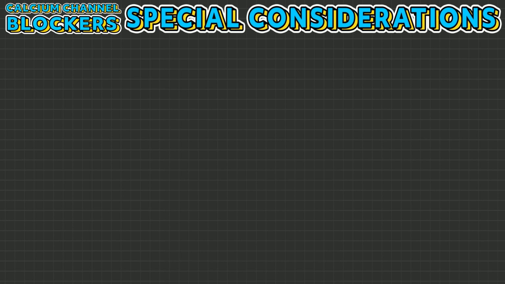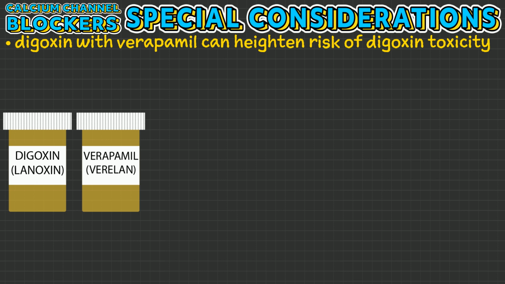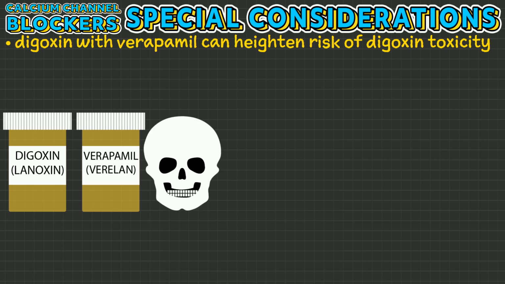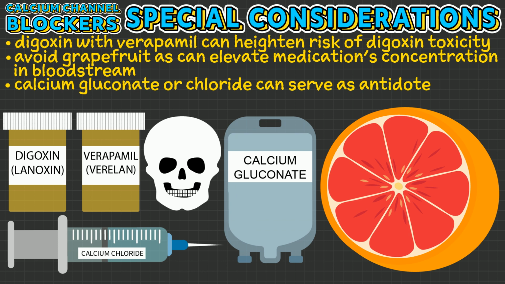And finally, there are a couple of special considerations regarding calcium channel blockers. It's crucial to note that when taken with digoxin, some calcium channel blockers, such as verapamil, can heighten the risk of digoxin toxicity. Additionally, it's necessary to avoid consuming grapefruit, as it can elevate the medication's concentration in the bloodstream. And finally, in cases of need, calcium gluconate or chloride can serve as an antidote.